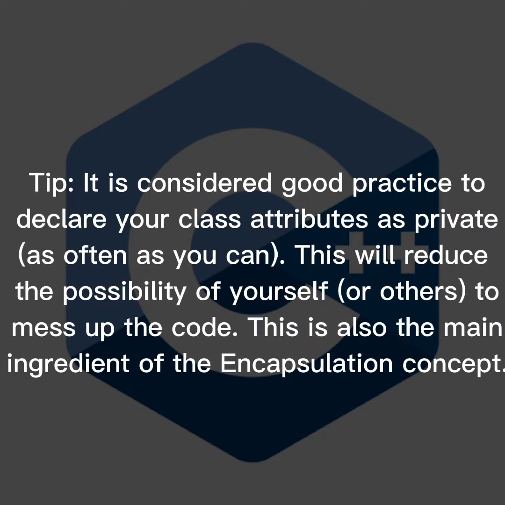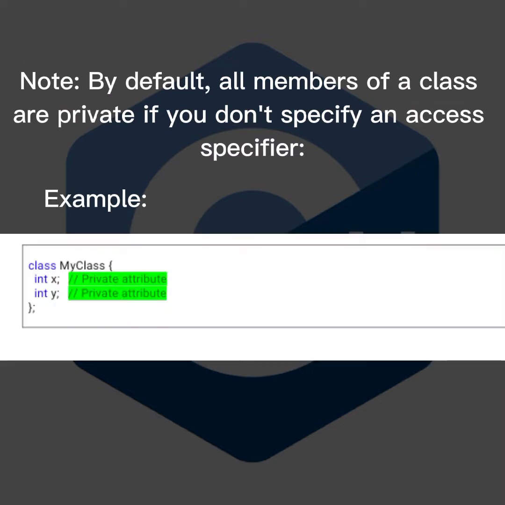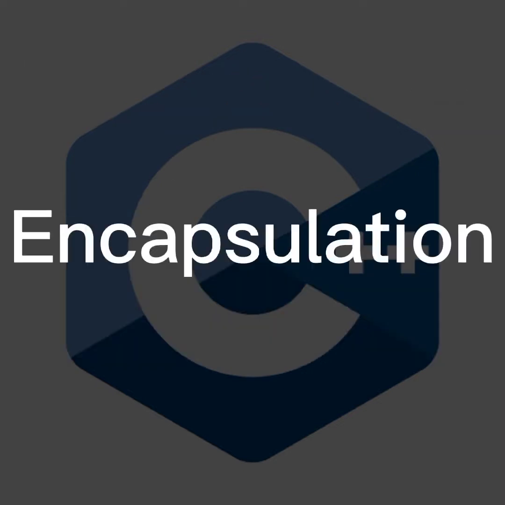Tip: it is considered good practice to declare your class attributes as private as often as you can. This will reduce the possibility of yourself or others messing up the code. This is also the main ingredient of the encapsulation concept. Note: by default, all members of a class are private if you don't specify an access specifier.